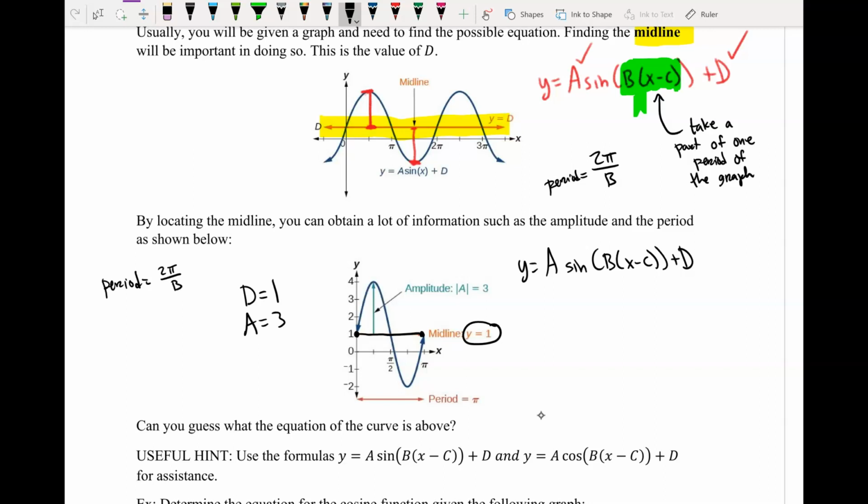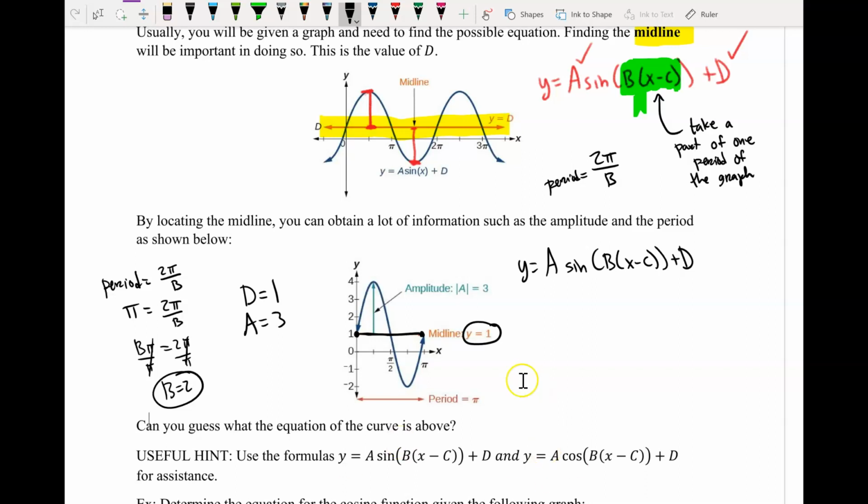We don't know what b is, but we know that the whole period is pi. So the period is pi. So we can move the b over. So we get b times pi equals 2 pi. Divide by pi. You get that b equals 2. So now we know what b is.